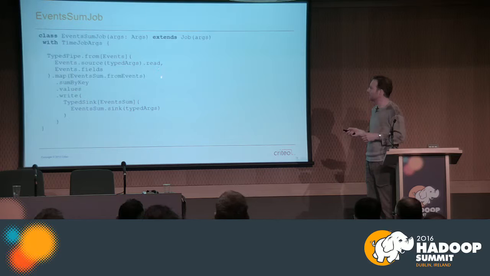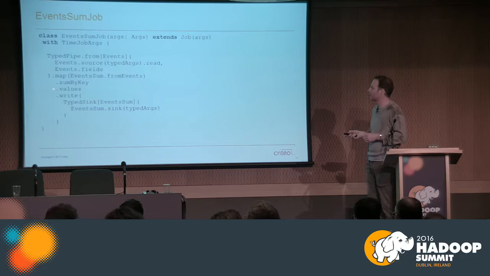So we've got, this is the scalding API. We're going to map something. We're going to sum it. We're going to take the values of it, and we're going to write it out someplace else. And so this is our source, and this is our sink.